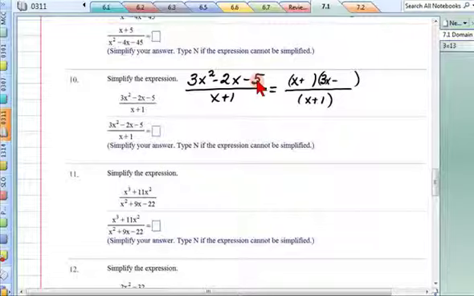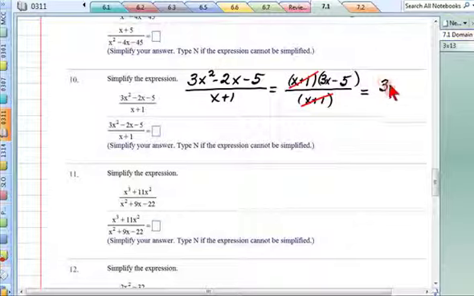To get a 5, I've only got 1 times 5. I'm going to put the 1 there and the 5 there. I haven't checked it yet, but I bet that's right. The outer product is negative 5x. The inner product is 3x, which gives me negative 2x, which is right. Was the problem rigged? Yes, and I don't see any reason to keep that a big secret. The x plus 1's divide out. Lots of times you can anticipate a particular factor to show up. So what am I left with? I'm left with 3x minus 5.